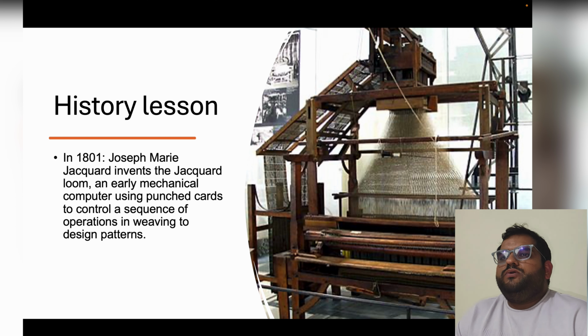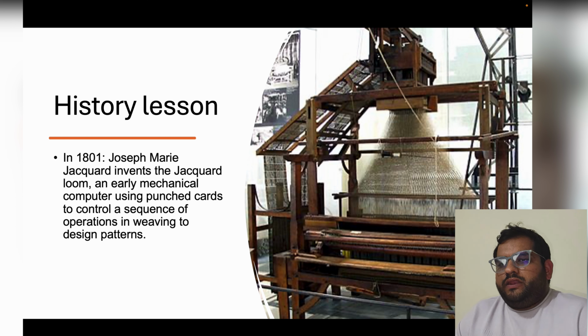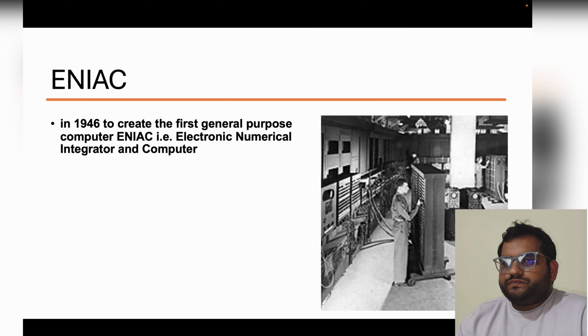So now here comes the boring part, the history lessons, how things are working in the world, where it started and everything. So before computers, in 1801, Joseph Marie Jacquard invented a loom machine, which was a kind of mechanical computing. They used punch cards to control the sequence and operations in weaving to design a pattern. So that was the first interaction where we were trying to communicate with the machine, giving it a sequence and things were coming out.